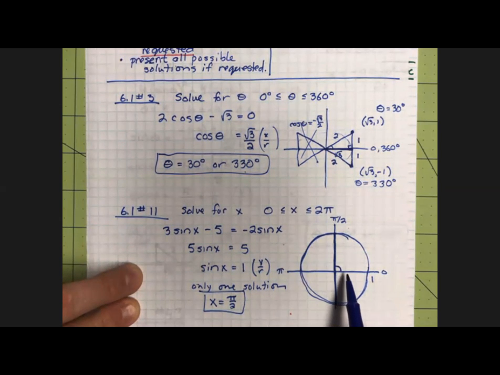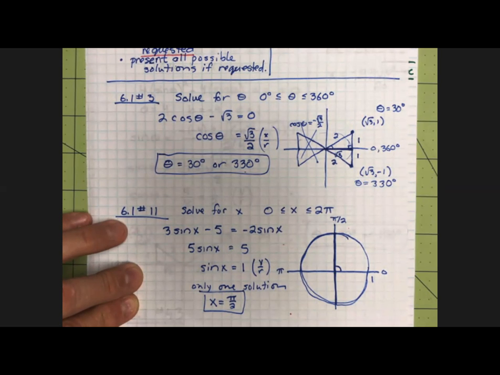But if I'm allowed to use any number of trips around the circle, positive or negative, then I could present all solutions by saying add 2 pi, add 4 pi, add 6 pi, subtract 2 pi, subtract 4 pi, subtract 6 pi. Well, there's a common way to do that, and that is don't write down all the possibilities. Just say pi over 2 plus k times 2 pi.